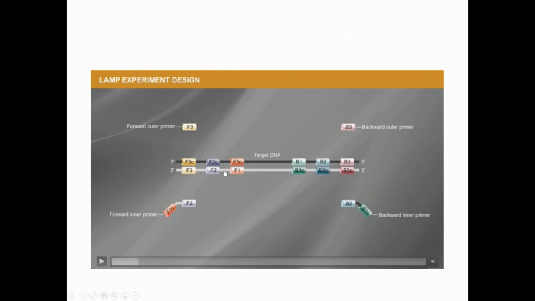They recognize 2 regions here, F1, F2. See F1, F2, right? F1 binds here, F2 will bind here. B1, B2: B1 binds here, B2 binds here. Okay, these are their target sites of the target DNA or RNA sequence.